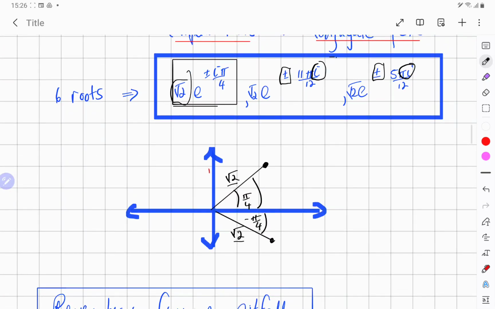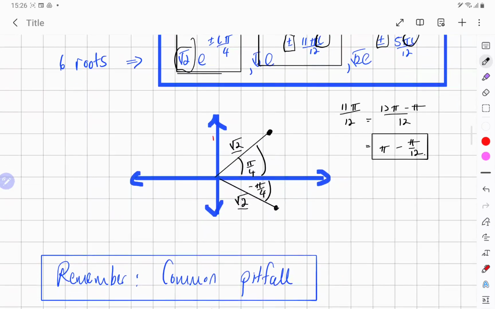Now, if I sketch this one, remember what I did earlier. I said 11 pi over 12 is 12 pi minus pi over 12, which is pi minus pi over 12. And from school, you know that is the second quadrant. It is just maybe useful to remember that pi over 12 is 15 degrees. It's very useful in maths, even though you're not allowed to use degrees in a test, just to remember roughly. Why am I saying that?